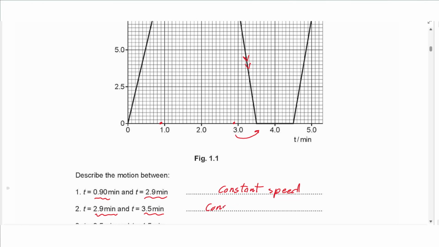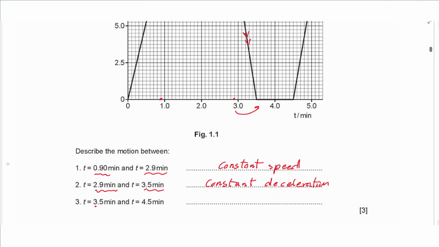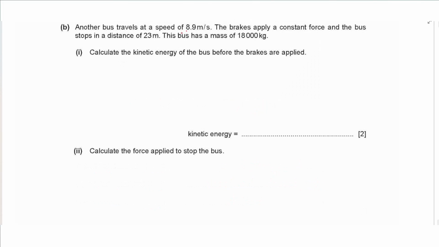So it's constant deceleration. 3 says from time 3.5 minutes to 4.5 minutes, from here to here the speed is equal to 0, so the object is at rest. Part B says another bus travels at a speed of 8.9 meters per second, the brakes apply a constant force and the bus stops in a distance of 23 meters. This bus has a mass of 18,000 kilograms.